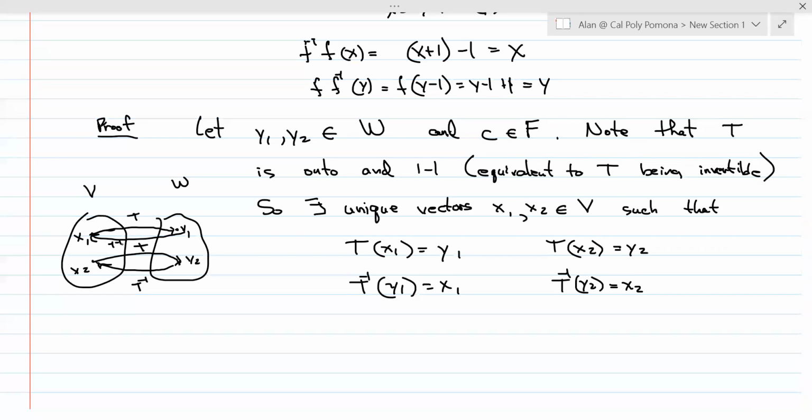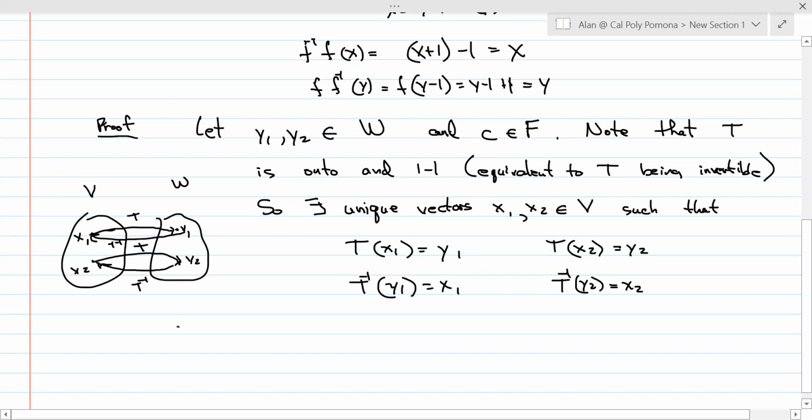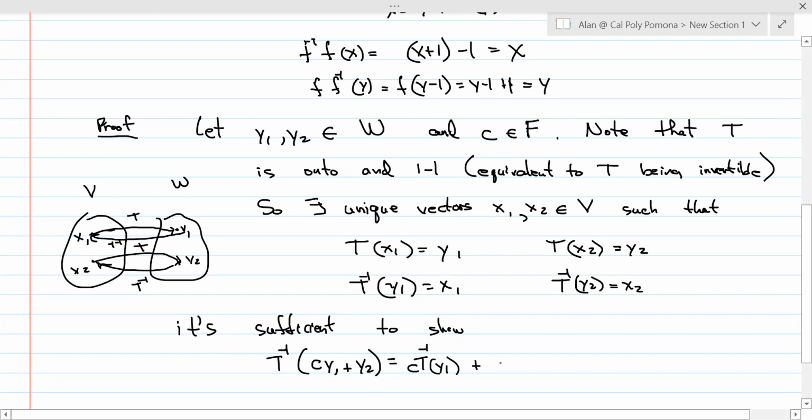All right, so we've got all of this. So now we're set up to try to show linearity. Now your book says it's sufficient to show that if you take the inverse transformation of a linear combination of the y's, what they want to show is that this is the inverse of c y1 plus T inverse of y2. Okay.